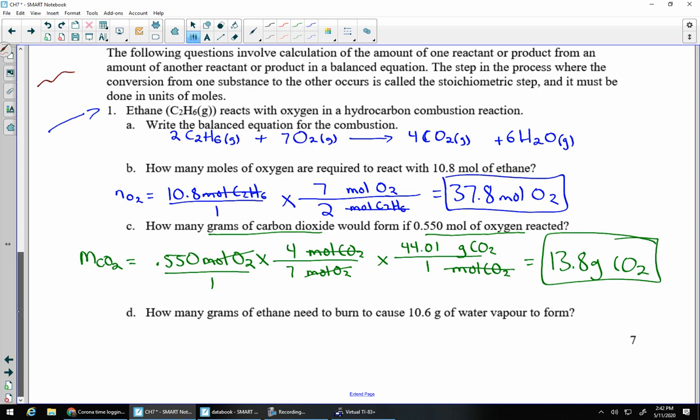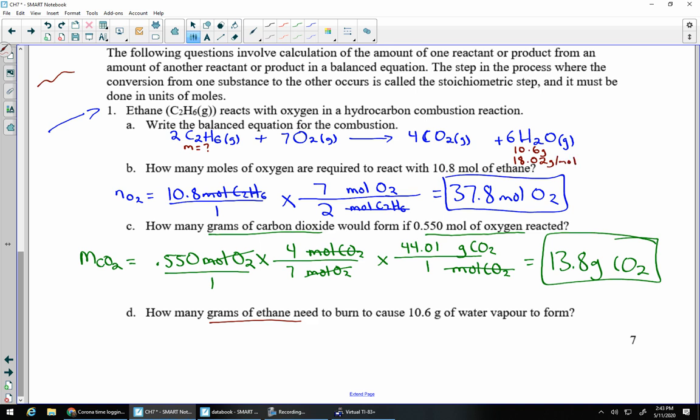So now I've got a bit more information. So how many grams of ethane are needed? So that's my question. My mass is my question mark. To burn to cause 10.6 grams of water vapor. So let's see, 10.6 grams, that's my mass, of water vapor to form. Nice. Okay. Things that I'm going to need, because I'm looking at mass with both of those. The only way to get from mass to moles is molar mass. So my molar mass for water, 2 hydrogens plus 1 oxygen, that's 18.02 grams per mole.